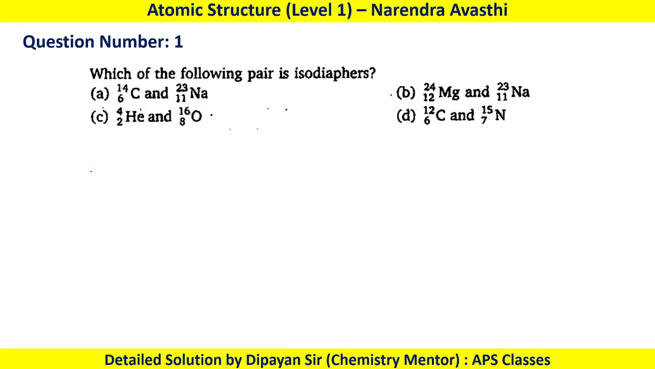Isodiaphers are known as having the same n minus p values. Okay, so if two elements have the same n minus p value, then the pair is known as isodiaphers.